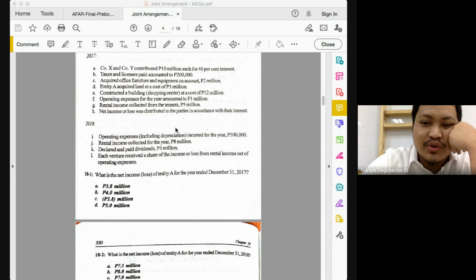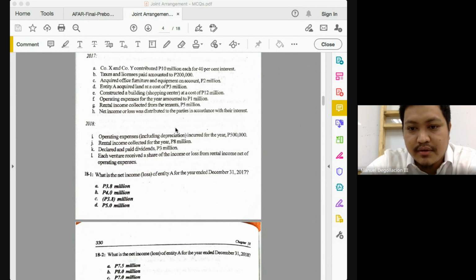Okay. Do nothing for letter B because their ultimate effect will just be reflected in our investment when we recognize our share in the profit or losses. Okay. What else did Company X do? Basically, the rest are just operations of the joint arrangement class. So again, what are the possible transactions? Investments, withdrawals, profit, or losses.